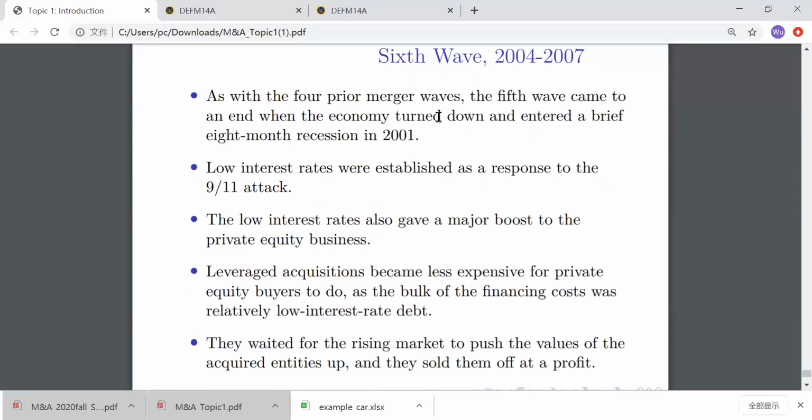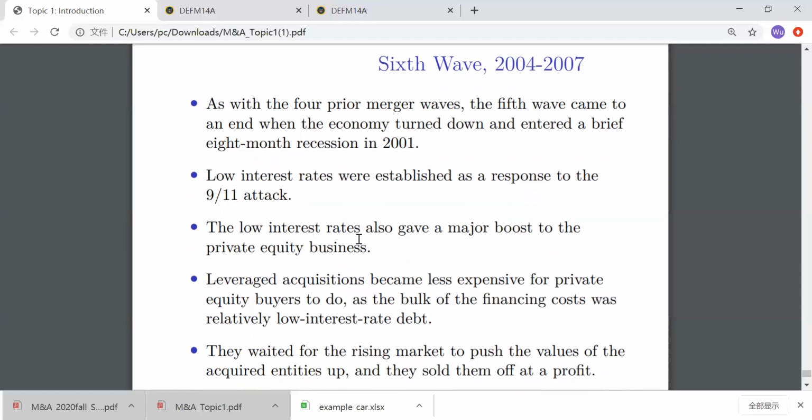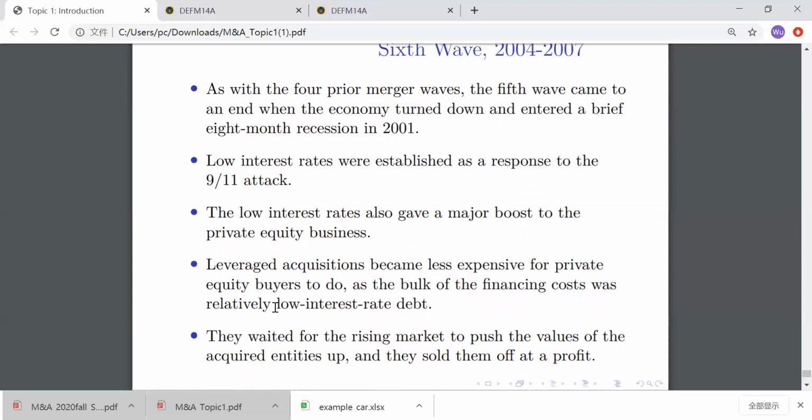Finally, the sixth wave. The sixth wave was basically because of the low interest rate environment. So remember what happened in 2001: there was the 9/11 terrorist attack. To respond to this terrorist attack, the Federal Reserve set a very low interest rate, and they extended these low interest rates in periods after the 9/11 terrorist attack. So this low interest rate environment gave rise to the private equity businesses, and leveraged buyouts became popular again.